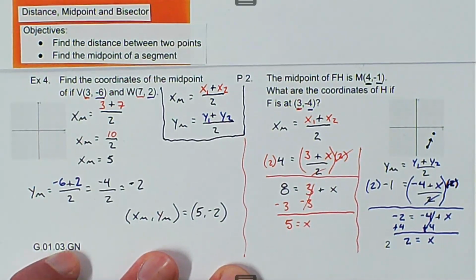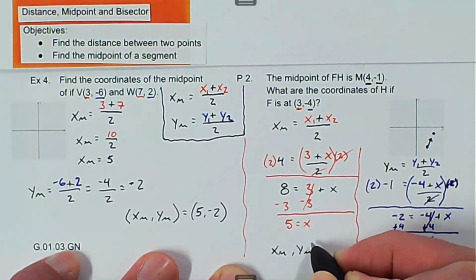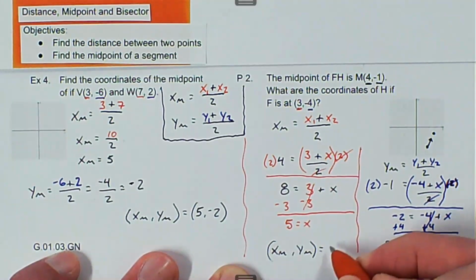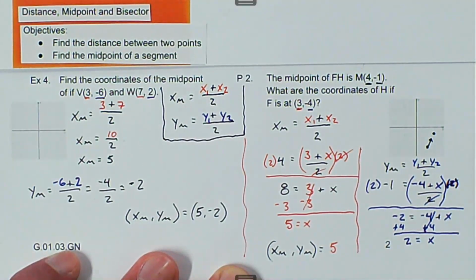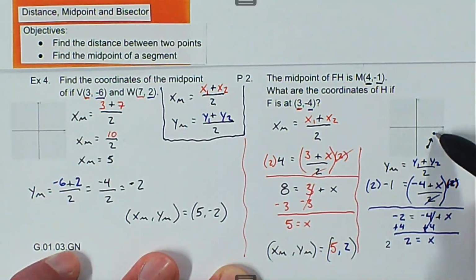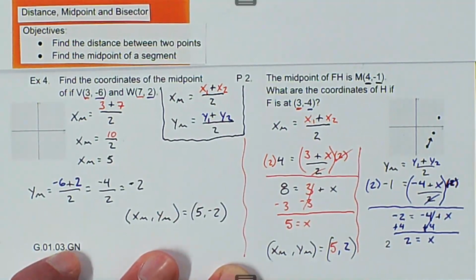So our coordinate for the other endpoint is going to be equal to 5, 2. And that makes sense with our prediction. So we said it was going to be 5, 2. That puts it right there. That's about where we thought it was going to be based off our drawing.